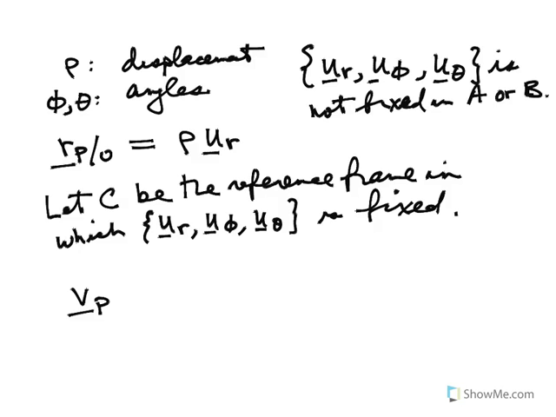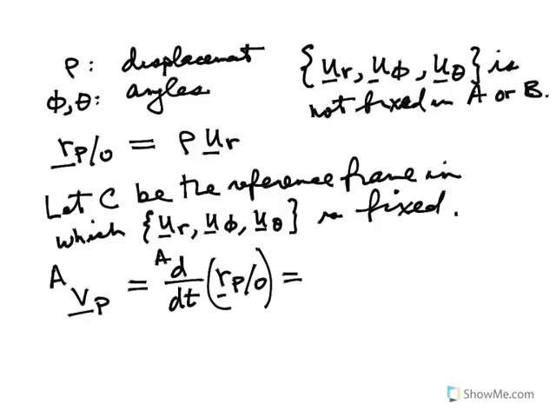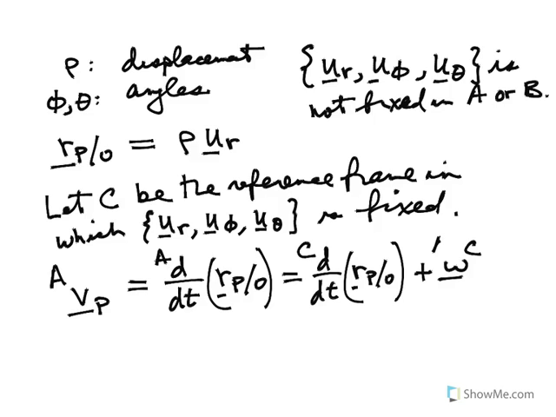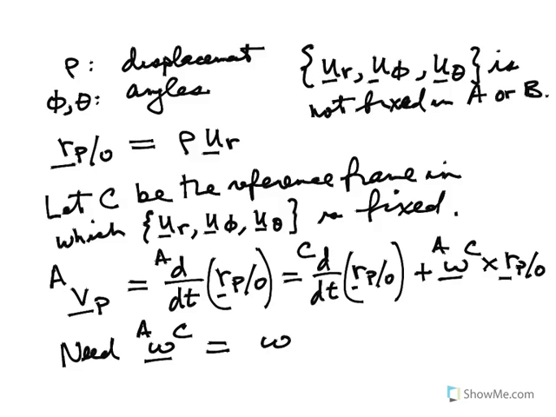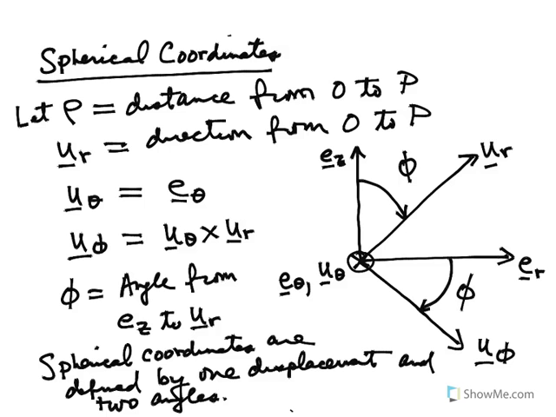So let's say I want the velocity of P in frame A. That's equal to the rate of change of the vector RP relative to O in frame A, which is equal to the rate of change in frame C of RP relative to O, plus the angular velocity of C in A crossed with RP relative to O. So we need the angular velocity of C in A. Well, the angular velocity of C in A is going to equal the angular velocity of B in A plus the angular velocity of C in B. Now we've already computed the angular velocity of B in A. We have that.